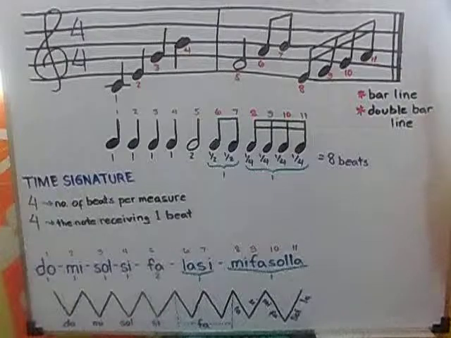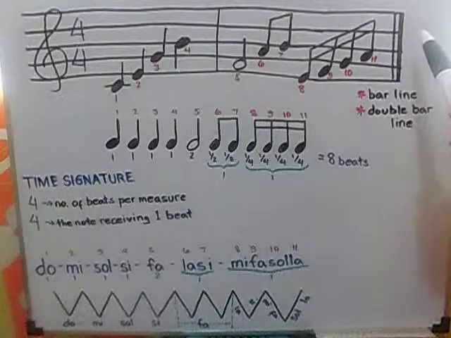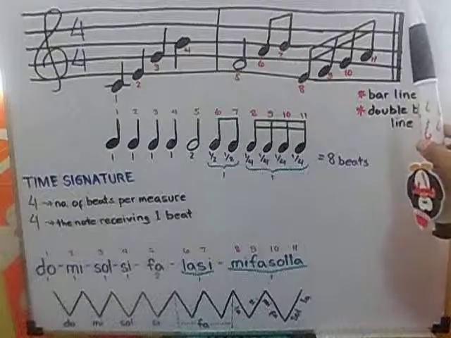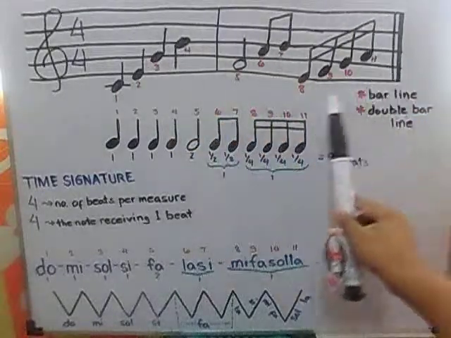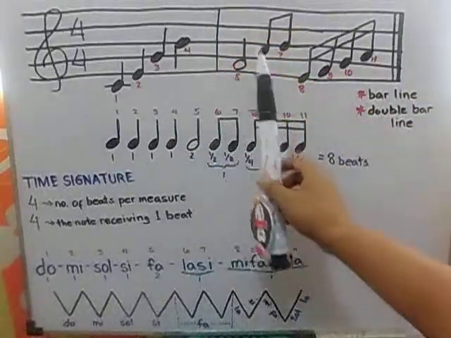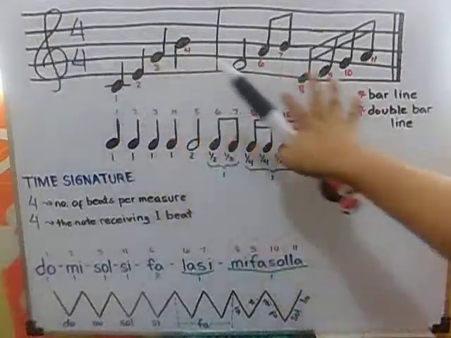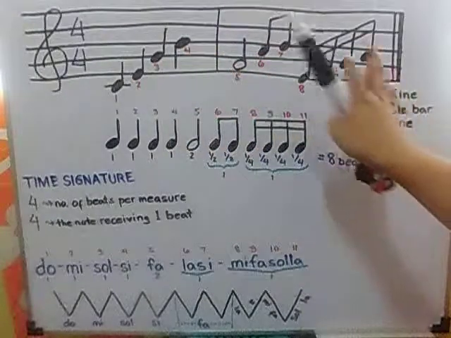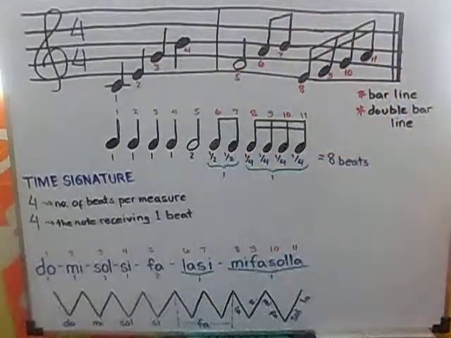This indicates the end of the whole piece. So in this system, we have 2 measures. A measure is what we call each part of the system. So this system is made up of 2 measures divided by a bar line.